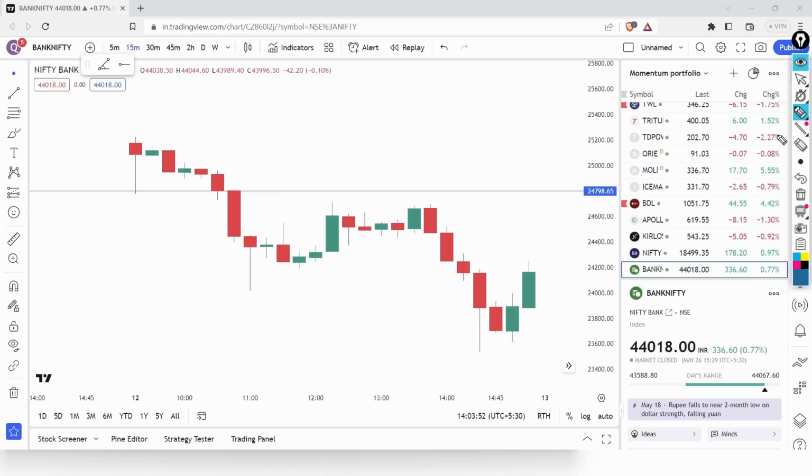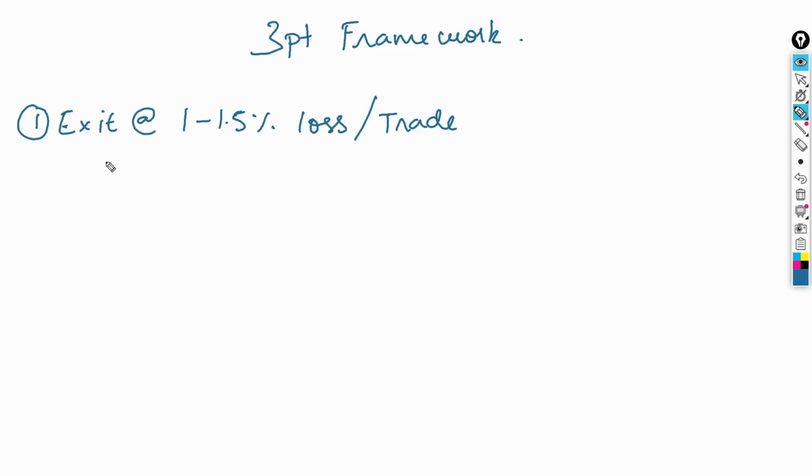And that's the reason I'm going to share a framework in this video which is going to help you make the exit. So the very first point is exit all the trades when you hit 1 to 1.5% loss on a single trade. Let us say I have taken a short straddle and the market starts moving against me. I do multiple things. Let's say I do a lot of adjustments, the market is still moving against me. And the moment I hit 1 to 1.5% loss on my capital, I simply should close the trade.